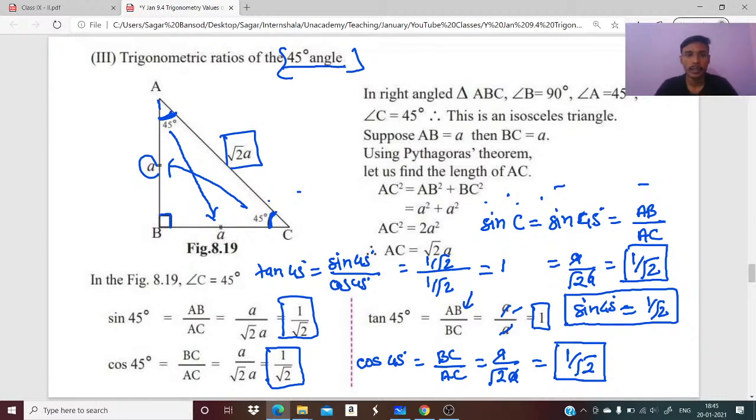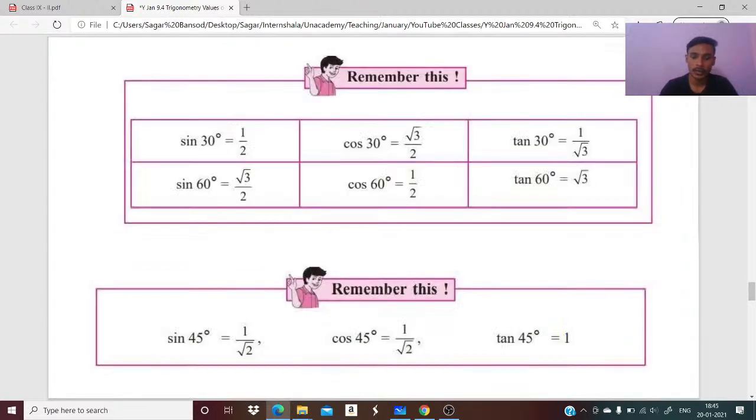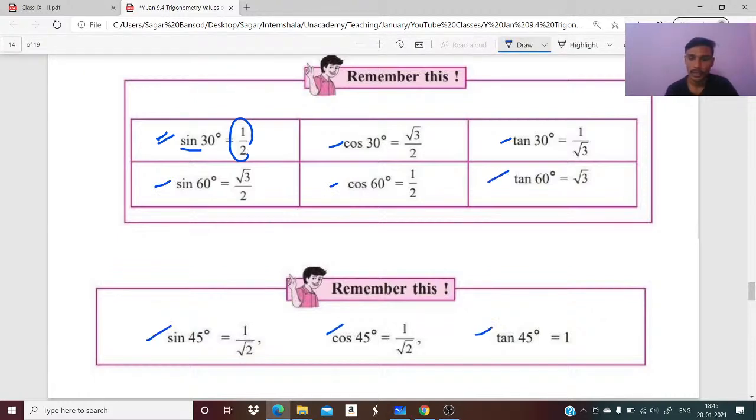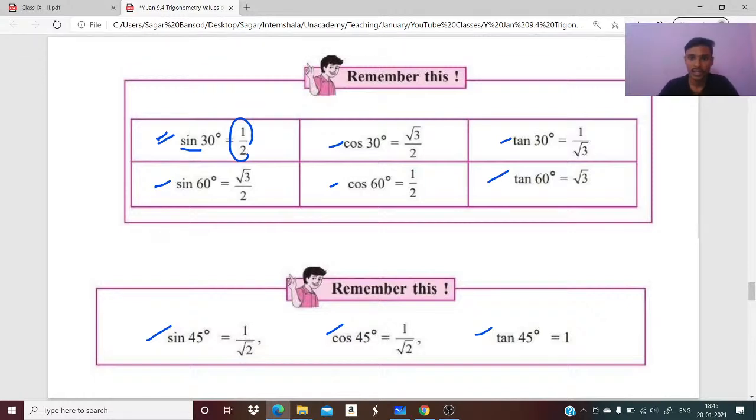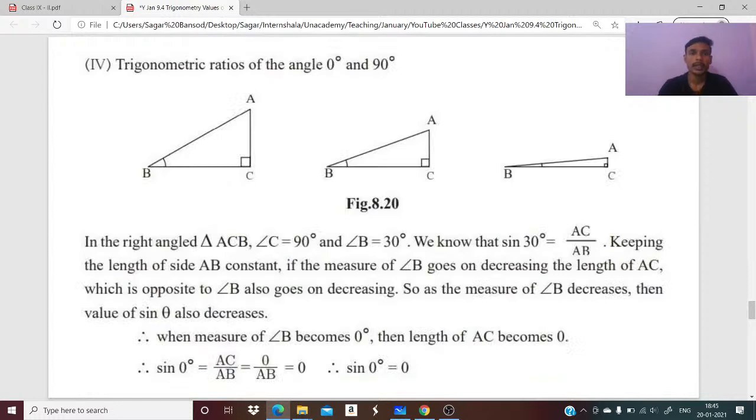So this was all for the 45 degree angle. Now let us start with the new angles. I have summarized everything here for 30 degrees and 60 degrees: the sine, cos and tan values for 30 degrees, then sine 60 degrees, cos 60 degrees, tan 60 degrees, and then sine 45, cos 45, and tan 45. So this is just a summary of the sine, cos and tan values of 30, 60, and 45 degrees. Now let's move to the 0 degree and 90 degree angles.